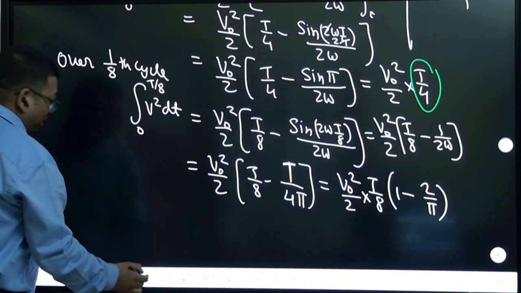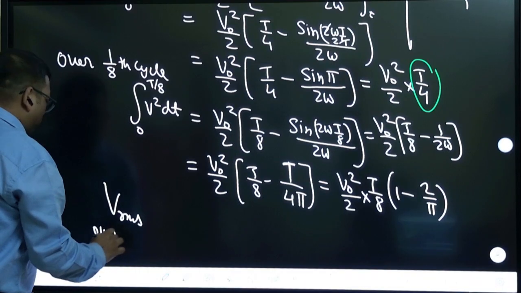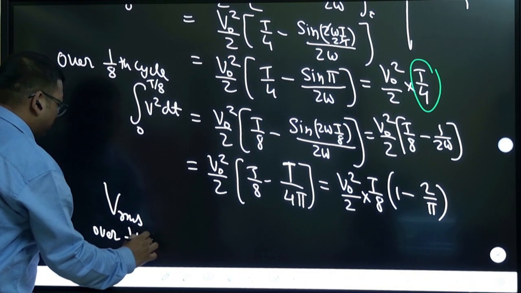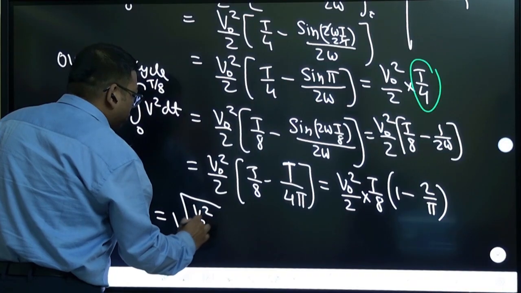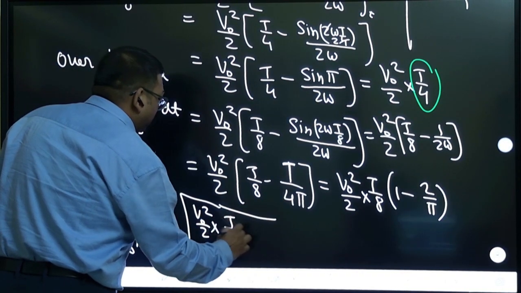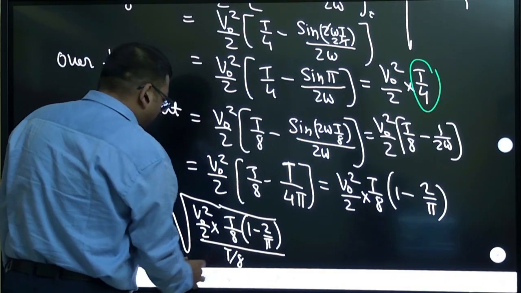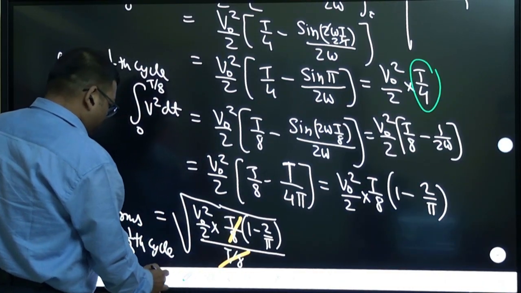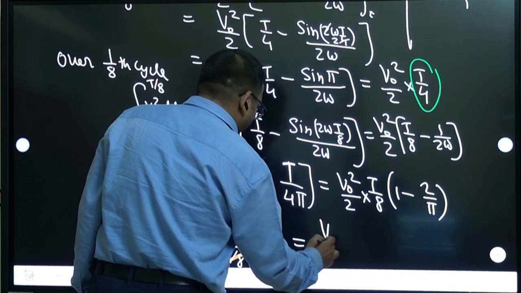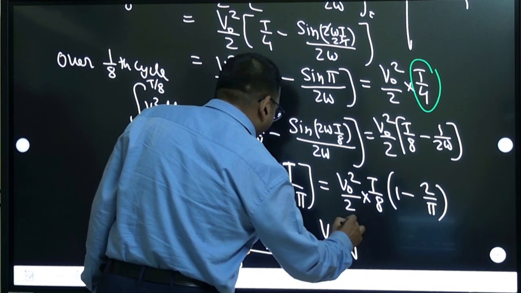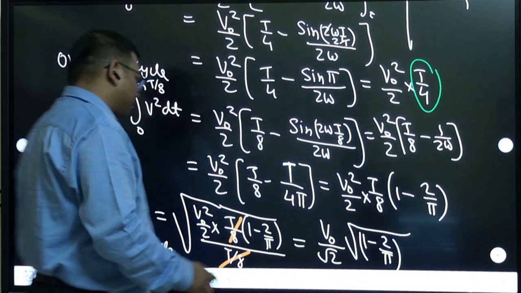Now let us calculate RMS value. When you calculate RMS value over one eighth cycle, then this factor you have to substitute. V naught square by 2 into t by 8, 1 minus 2 by pi, divided by t by 8. So this t by 8 factor will get cancelled. Now you will get a result of V naught by root 2, but there is extra factor coming inside that, 1 minus 2 by pi. Are you getting this?